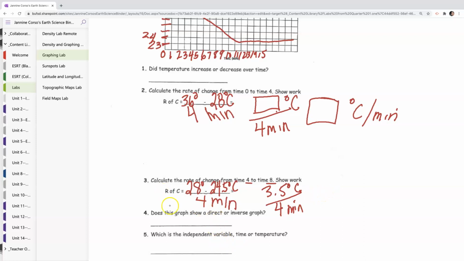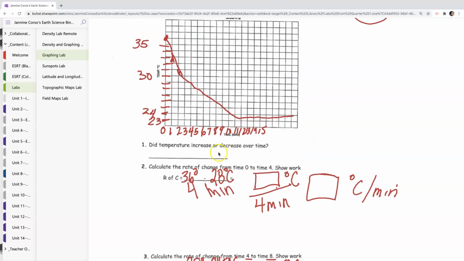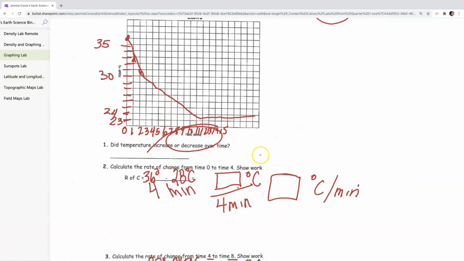And then guys, number 4, does this graph show a direct or inverse? If you don't know, refer to your vocabulary. Number 5, which is the independent variable, time or temperature? On most graphs, the independent variable is found on your x-axis. So if you go back up here and you simply see what is labeled on your x-axis, that's your independent variable.